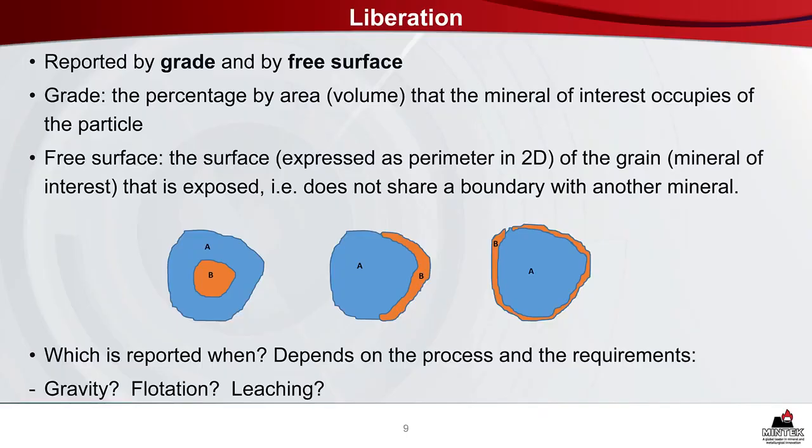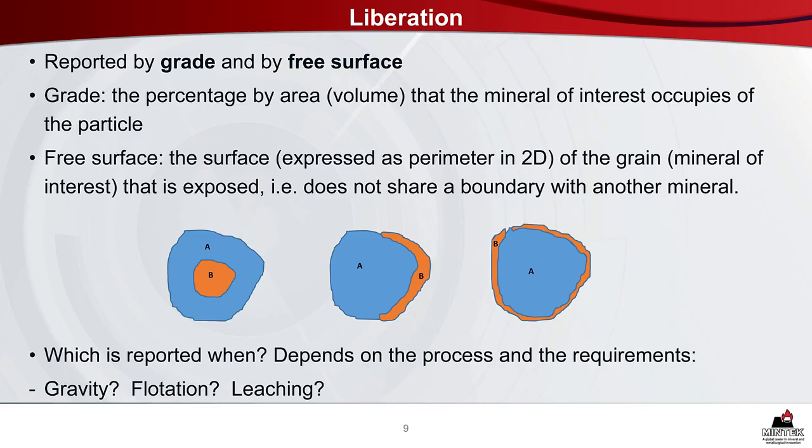So when you talk about liberation, you need to decide which grain, which mineral, am I going to refer to when I want to see and quantify how liberated it is. You can't ask the question, how liberated is a particle? You have to say, how liberated is the grain inside the particle? So how would you quantify this? It's normally done in two different ways. The first method is called by grade, and the second method is called by free surface.